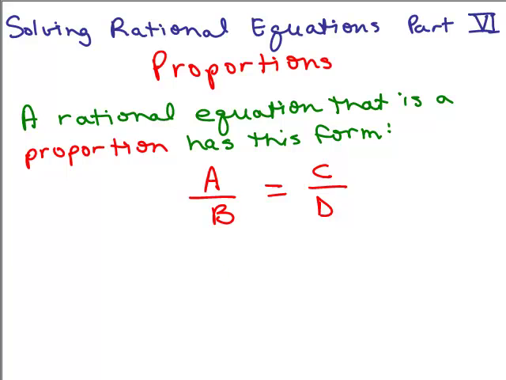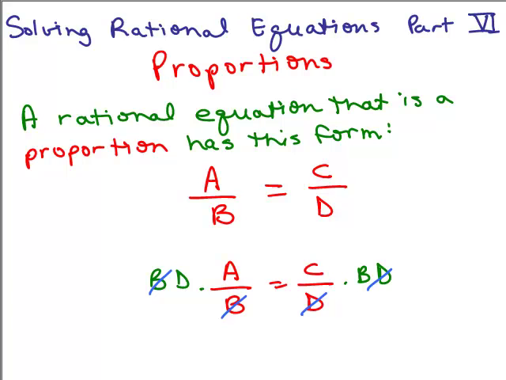Now, when we were solving equations like this, we multiply both sides by the least common denominator. So in this case, the least common denominator would be B times D. So what happens if you multiply both sides of the equation by B times D? Well, on the left-hand side, the B's cancel, and on the right-hand side, the D's cancel. So I end up getting AD equals C times B. I'm going to write that as BC.